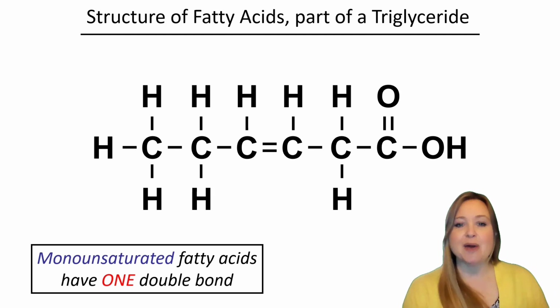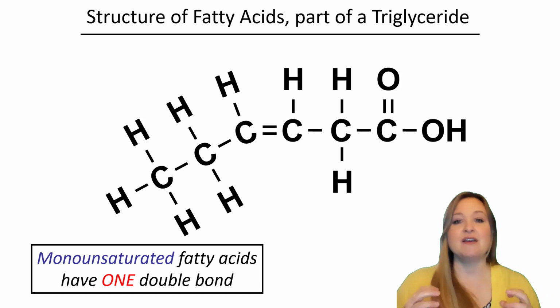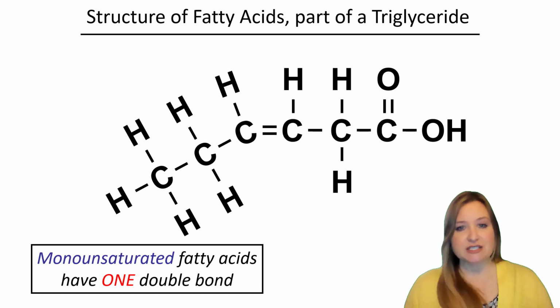Now, the cool thing about these double bonds is that every time there's a double bond in the hydrocarbon part, the molecule bends. So that's how the structure of the fatty acid changes, because every time a double bond is introduced, the molecule bends at that part. So monounsaturated fatty acids have one double bond, therefore they have one bend in that part of the fatty acid. So here's an example.